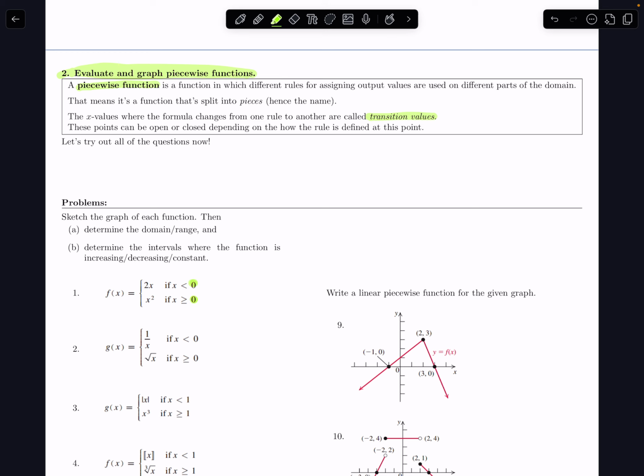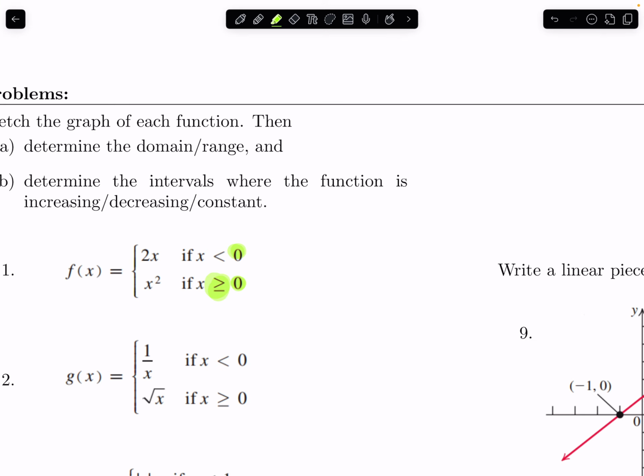These points could be open or closed depending on how the rule is defined. So if you look at this, if it includes the equal sign, then it's a closed point. And if not, it's an open point.